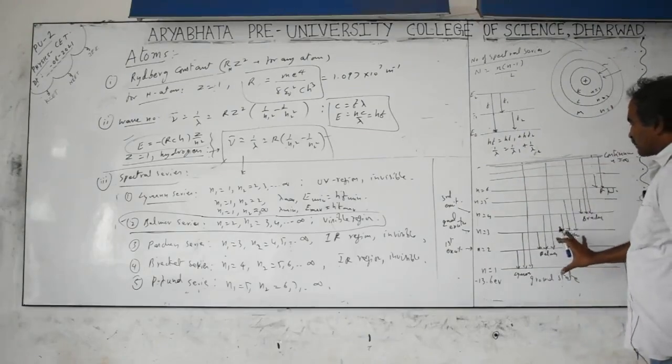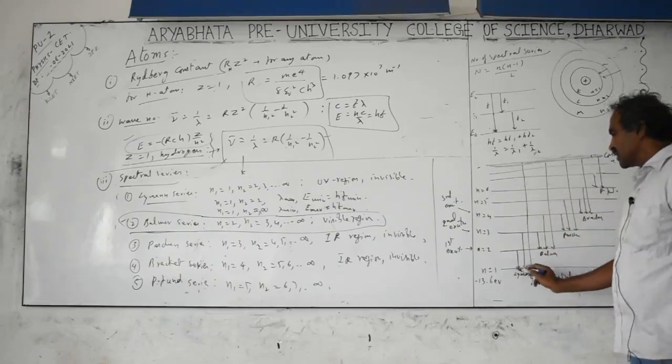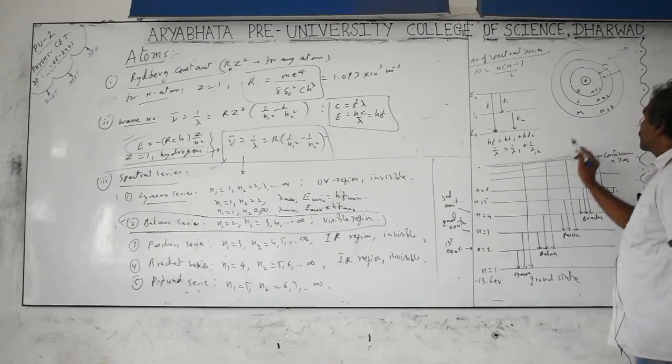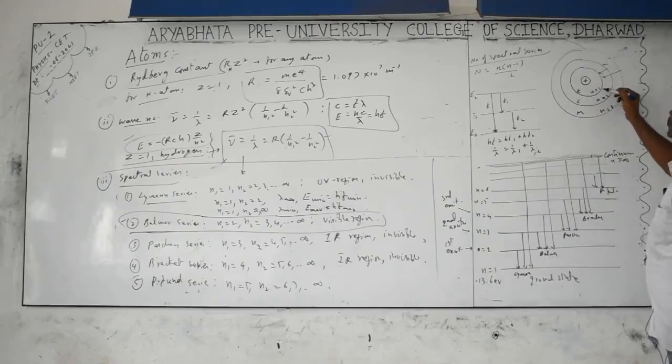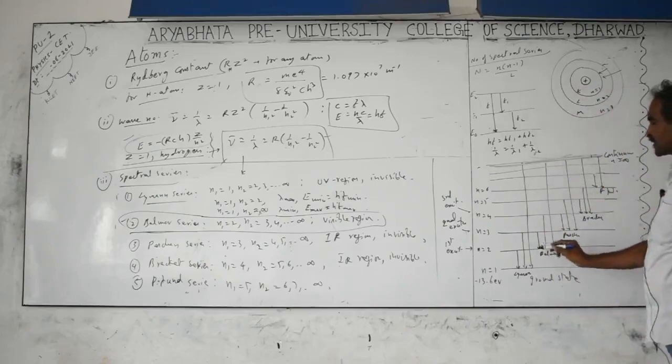But for clarity, we are drawing here with equal or larger gaps. Ground state is n equal to 1, and the first excited state is n equal to 2. The electron always tries to be in the ground state. When it absorbs energy, it jumps to the next energy level. The next energy level is called the first excited state.